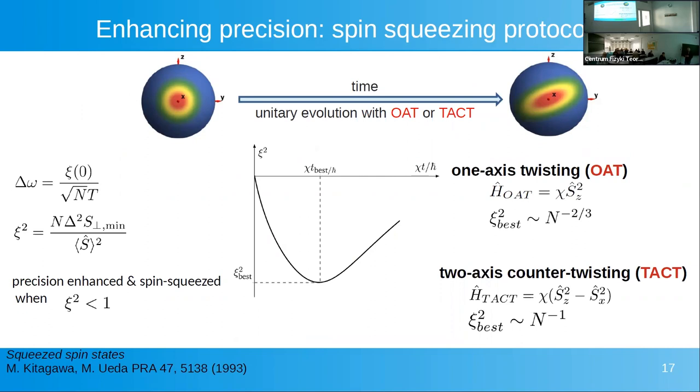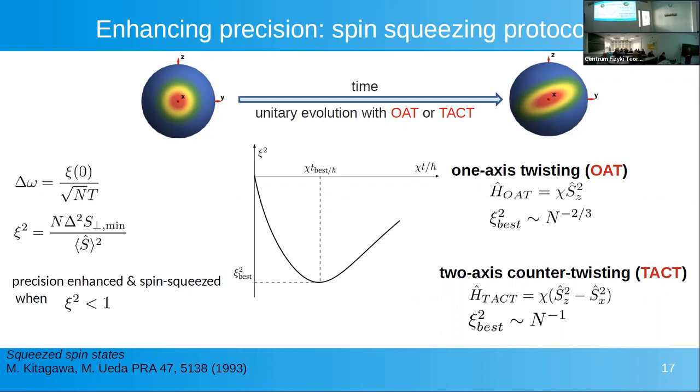And the protocol allowing us to acquire such, we call it squeezing, is given by something called the spin squeezing protocol. So we need the evolution of the system to be nonlinear. There are results from the paper of Kitagawa and Ueda from 1993 that say that at the cost of the variance of one spin component, we can reduce the variance of the orthogonal spin component, which is of interest for us. And they show that there are two particular models, one called one axis twisting, which is nonlinear in the sigma z operator, or two axis counter twisting, which is the difference between sigma z squared minus sigma x squared operators.